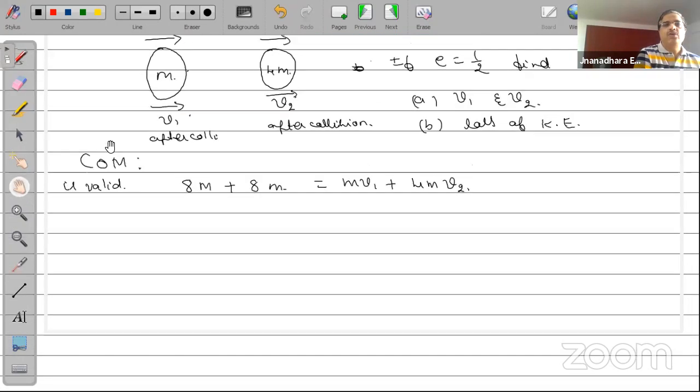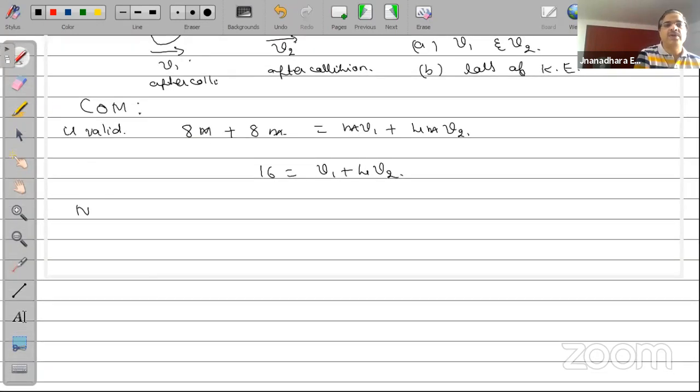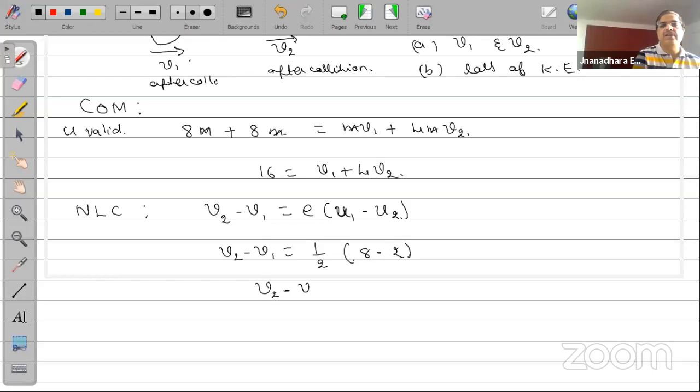Then what do we get? You can cancel m from everywhere here. You get 16 is equal to v1 plus 4v2. Now I need one more equation to solve this problem. That equation will be from Newton's law of collision. What does Newton's law of collision say? V2 minus V1 will be equal to e times (U1 minus U2). Therefore I get V2 minus V1 is equal to half of (U1 minus U2), U1 is given to be 8, U2 is given to be 2, and therefore V2 minus V1 is equal to 6 divided by 2, which is 3.